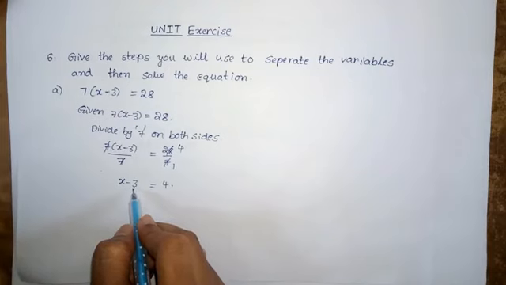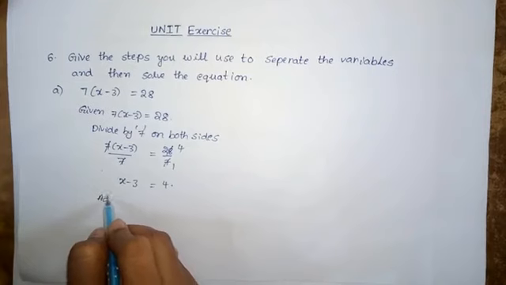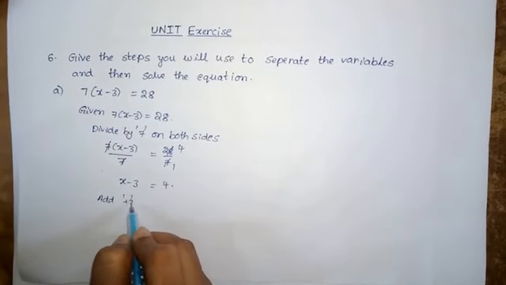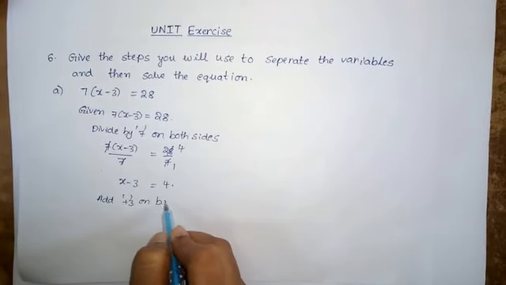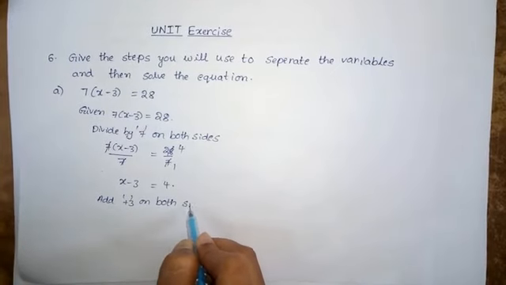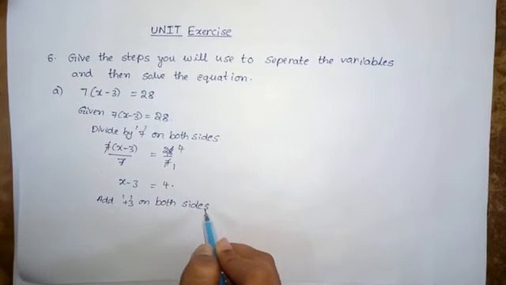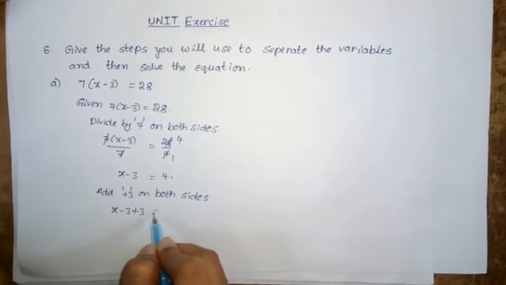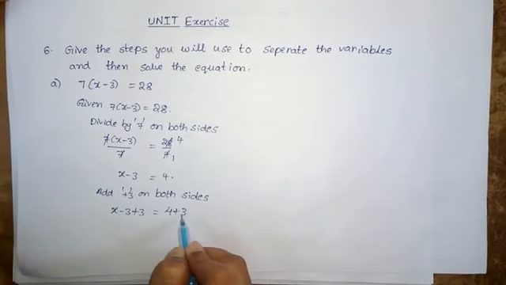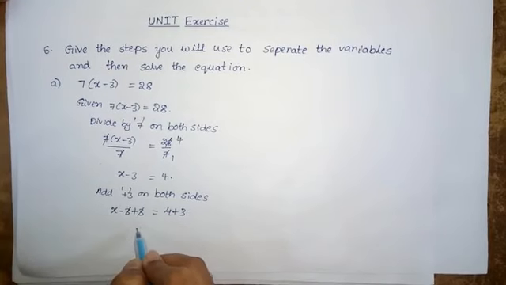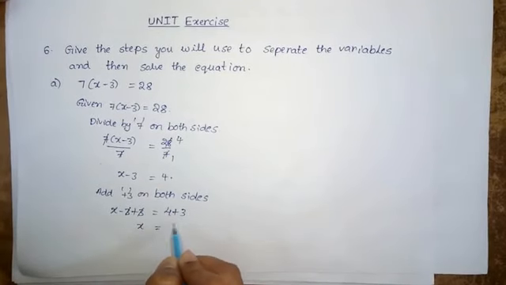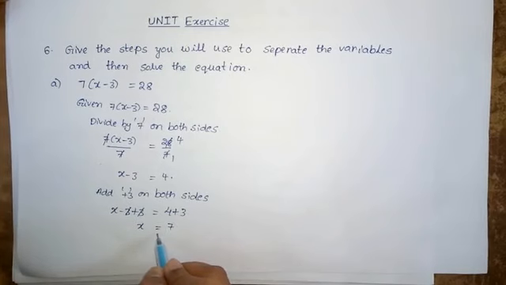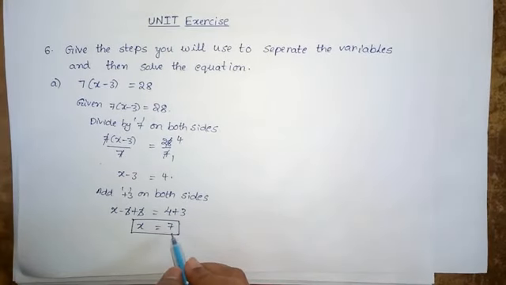Now remove minus 3 by adding plus 3 on both sides. So add plus 3 on both sides. x minus 3 plus 3 it is equal to 4 plus 3. Minus 3 plus 3 equal to 0. So remaining x equal to 4 plus 3 becomes 7. So x equal to 7 is solution for this simple equation.